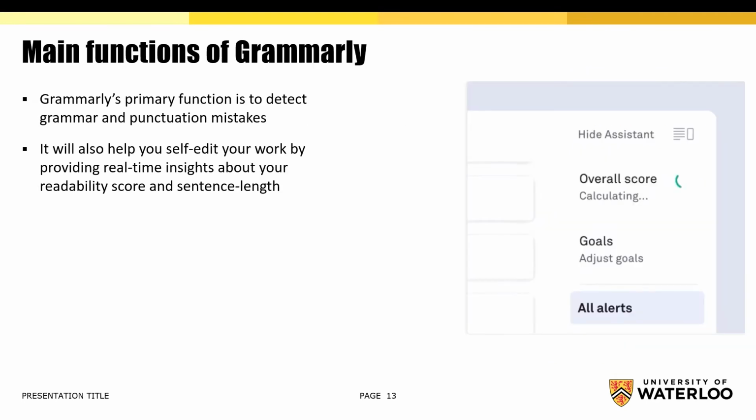Grammarly's primary function is to detect grammar and punctuation mistakes. It also provides real-time suggestions and guidelines on how to correct these mistakes. Grammarly can also detect plagiarism by comparing your writing to billions of web pages across the web. It will also help you self-edit your work because of the real-time insights that allow you to see your readability and sentence length, and they explain it in depth to give you a better understanding of those things.